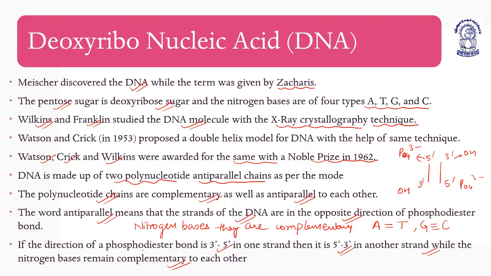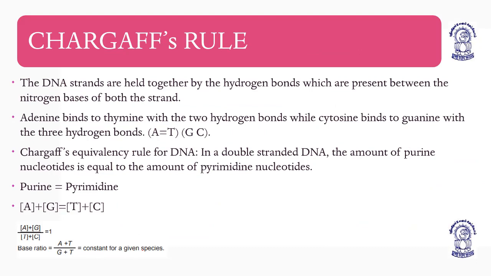Watson, Crick, and Wilkins were awarded the Nobel Prize in 1962. DNA is a polynucleotide made up of two parallel, anti-parallel chains as per the model. The polynucleotide chains are complementary as well as anti-parallel to each other. The phosphate groups are arranged anti-parallel to each other. The phosphodiester bonds arrangement is also anti-parallel, and the nitrogen bases are complementary to each other.